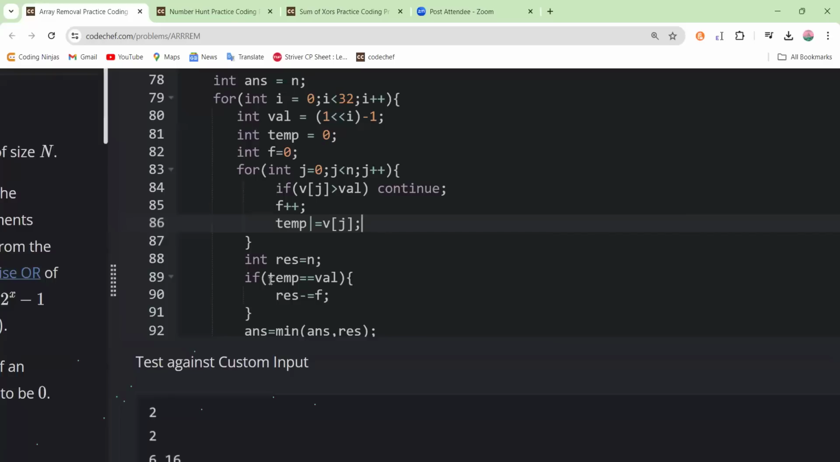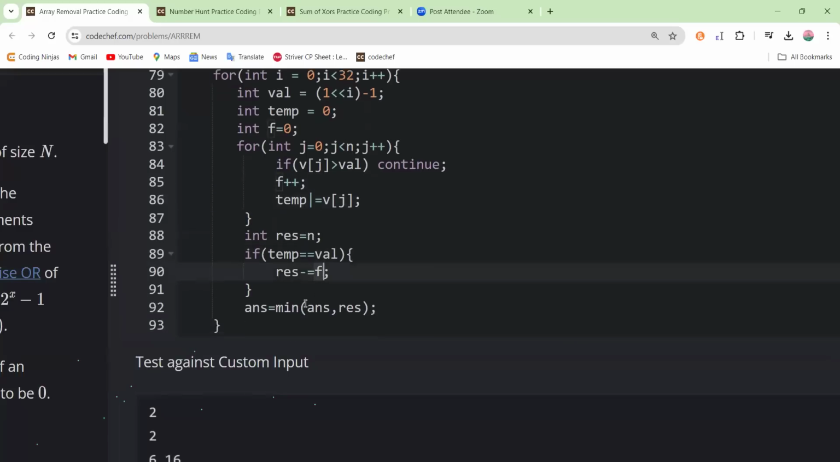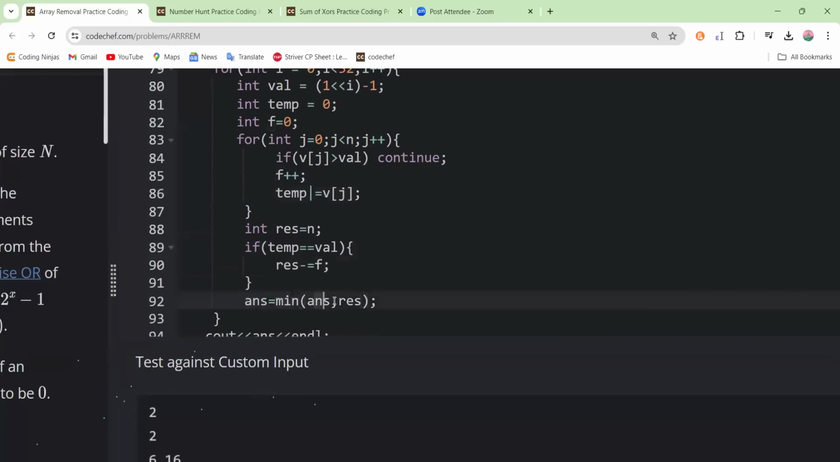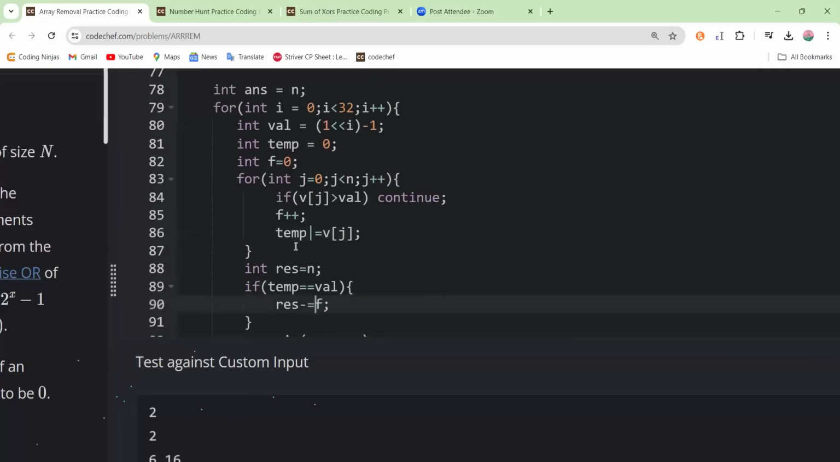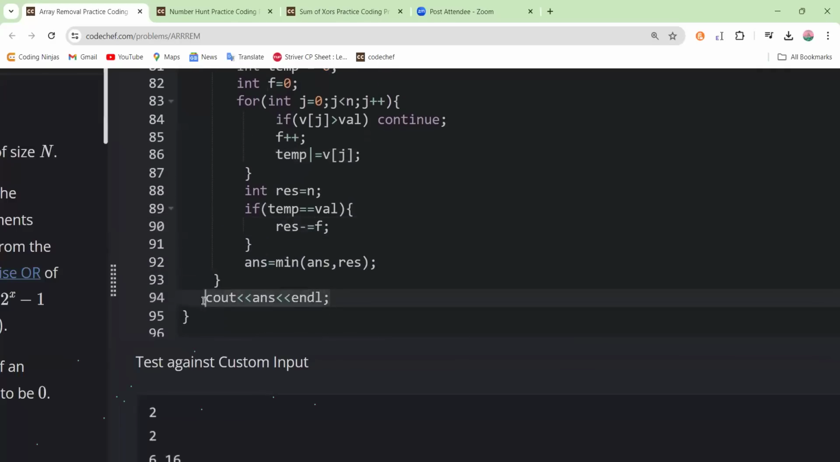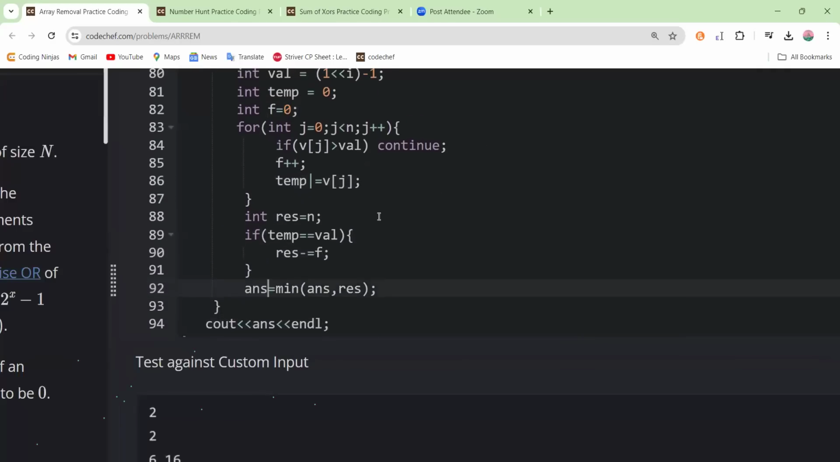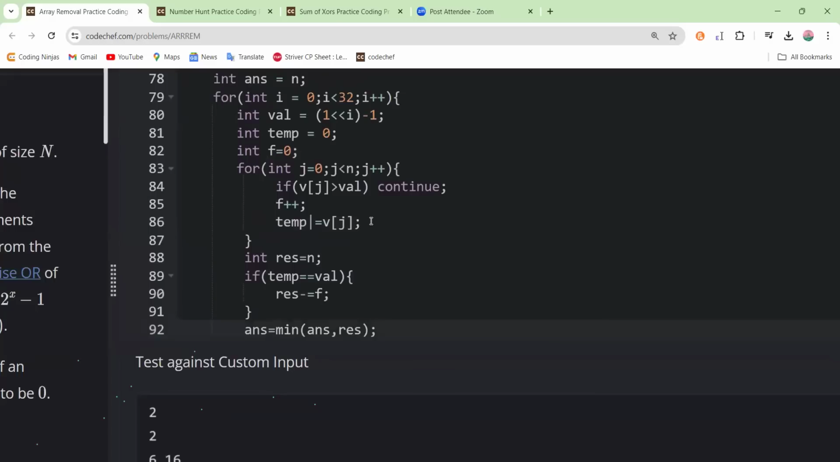At the end, if temp is equal to val, we know that since we have taken f numbers, the number of numbers that we have removed is actually n minus f. So we can just say answer is the min of answer comma result. We can do this for every possible combination, and at the end we can print our answer. So yeah, that's the code for this question. Is this clear?